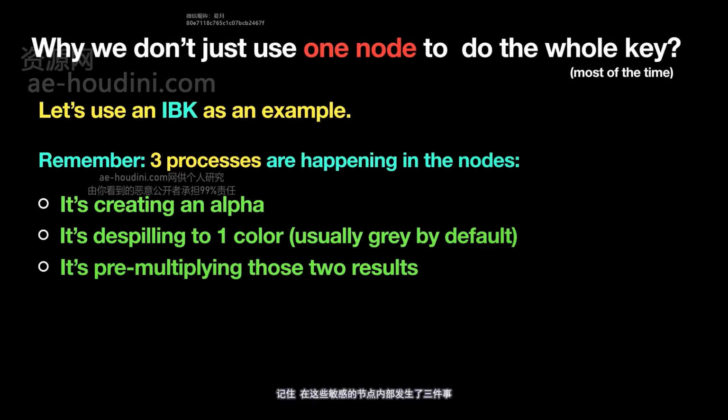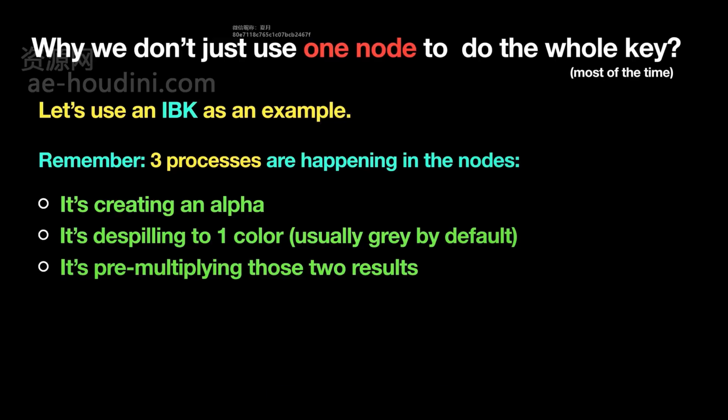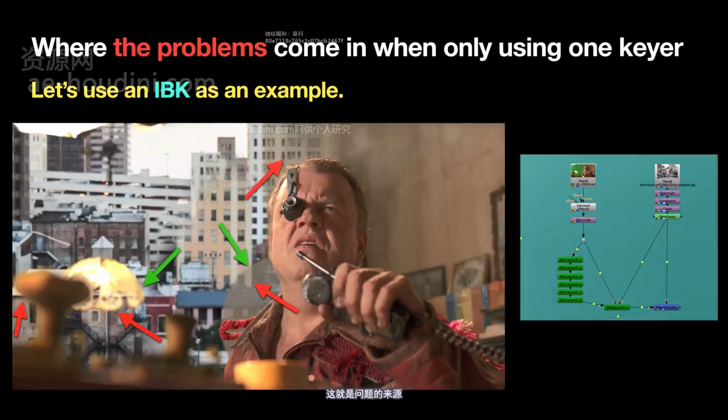So again, remember 3 things are happening inside these keying nodes. It's creating an alpha, the black and white image. It's despilling it, usually to one color, but IBK works a little bit differently sometimes. And it's pre-multiplying those 2 results. So it's basically taking the alpha and the color-corrected image and putting them together. So this is where the problems can come in.